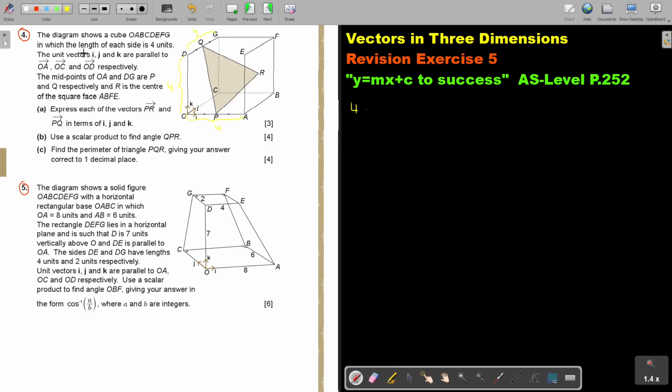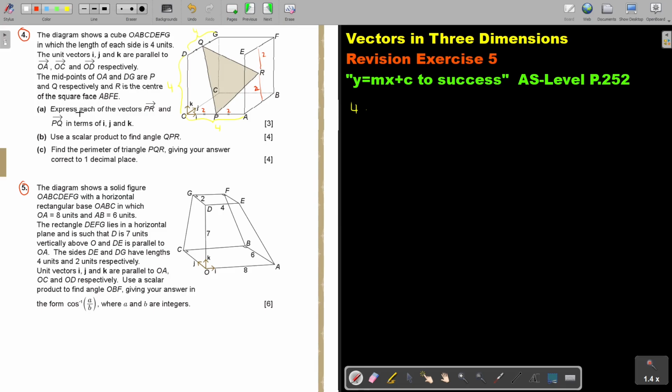The unit vectors i, j, and k are parallel to OA, OC, and OD respectively. The midpoints of OA and DG are P and Q. So remember, that's the midpoint, meaning that that part will be 2, 2. And if I go up there, it will also be 2, 2. And if I go up there, 2. R is the center of the square face ABFE. So that's just in the center there.